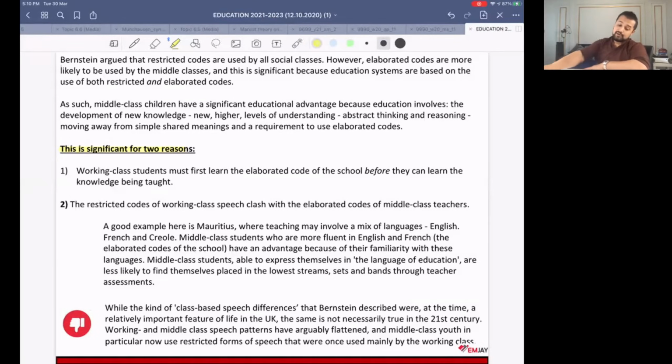A good example here is Mauritius, if you talk about cross cultural comparisons, where teachers may involve a mix of languages: English, French, and Creole. Middle class students, who are more fluent in English and French, the elaborated codes of the school, have an advantage because of the familiarity with these languages. They are able to express themselves in the language of education. They're less likely to find themselves placed in the lower streams, sets, and bands through teachers' assessment.